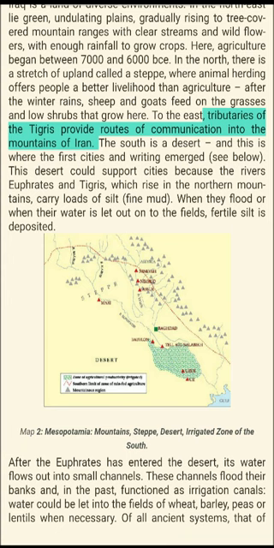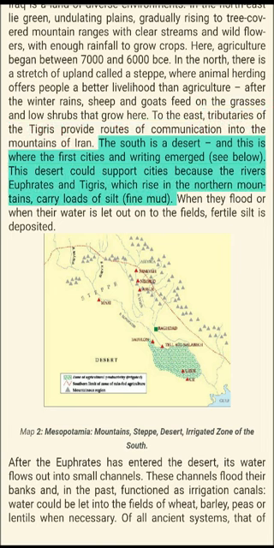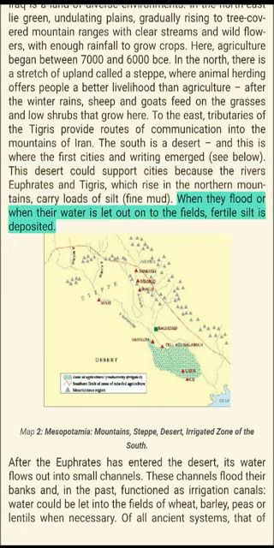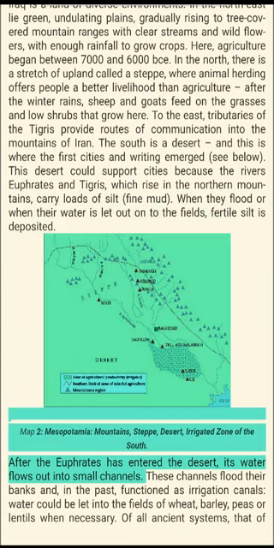To the east, tributaries of the Tigris provide routes of communication into the mountains of Iran. The south is a desert, and this is where the first cities and writing emerged, see below. This desert could support cities because the rivers Euphrates and Tigris, which rise in the northern mountains, carry loads of silt, fine mud. When they flood or when their water is let out onto the fields, fertile silt is deposited. Map 2, Mesopotamia: mountains, steppe, desert, irrigated zone of the south.